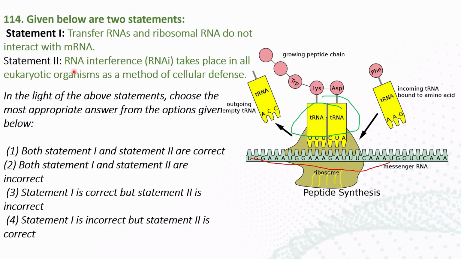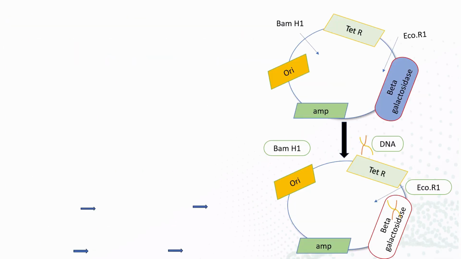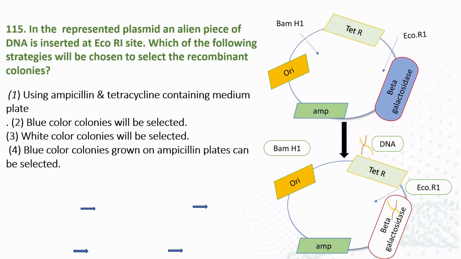If we see statement 2, RNA interference takes place in all eukaryotic organisms as a method of cellular defense, they are asking. Normally RNA interference takes place in eukaryotic organisms. Why? Because they are very helpful for the cellular defense. So option 1 is correct here. Sorry, not option 1. Statement 1 is wrong, and statement 2 is correct here.